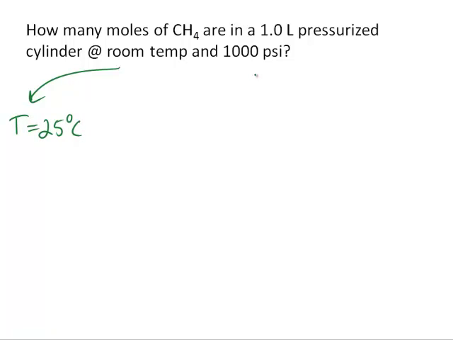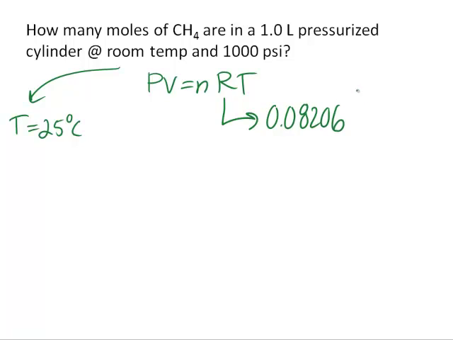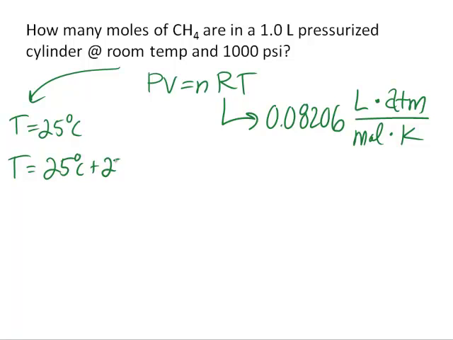Okay, we are going to use our new ideal gas law equation, PV equals nRT. R will dictate what units we need to use. And of course, we are going to use 0.08206, as we just said. So we're going to need our volume in liters, our pressure in atmospheres, number of moles in, not surprisingly, number of moles, and of course, temperature in Kelvin. The temperature in Kelvin is 25 degrees Celsius plus 273 to give us a temperature of 298 Kelvin.